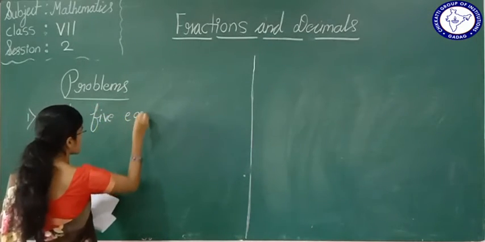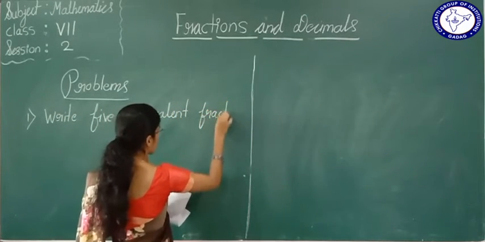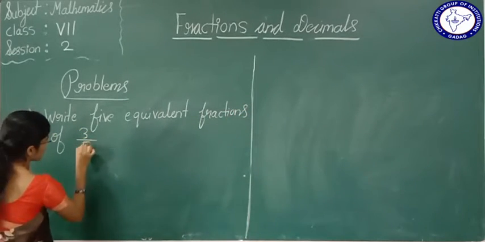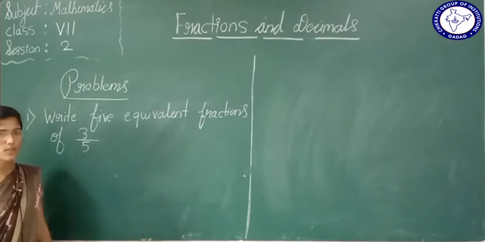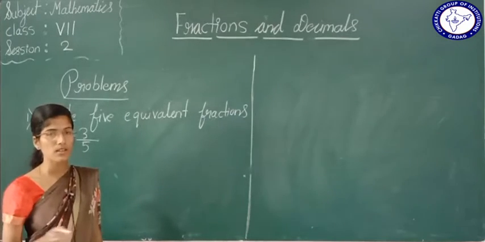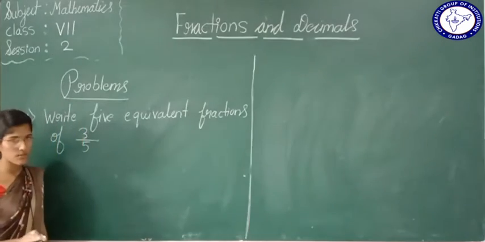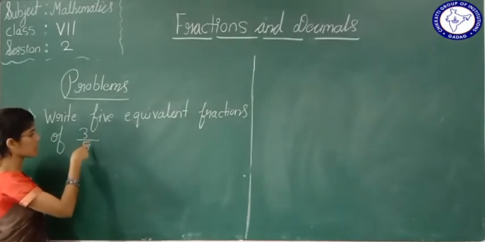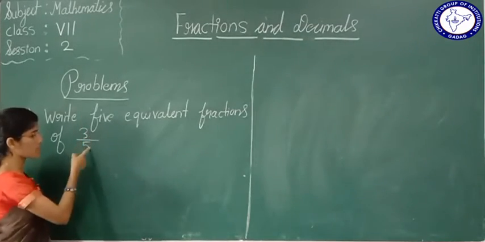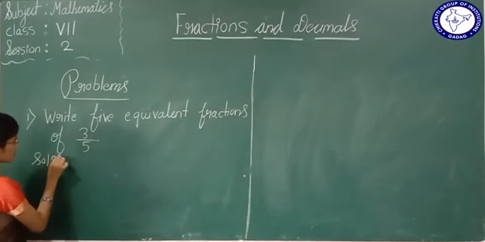5 equivalent fractions of 3 by 5. I told you how to find the equivalent fraction. You have to multiply or divide by the same number. Yes or no? If you want to find out the equivalent fraction, multiply both numerator and denominator by the same number, or divide both numerator and denominator by the same number. Okay. Now see a solution.